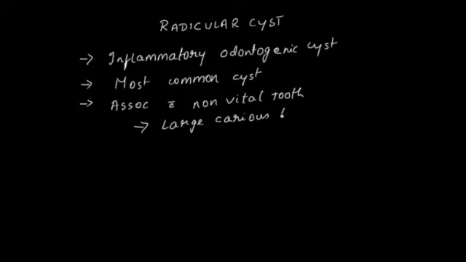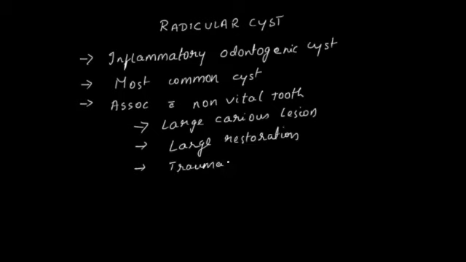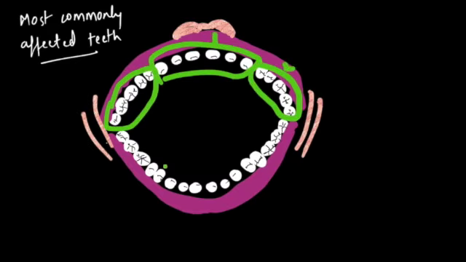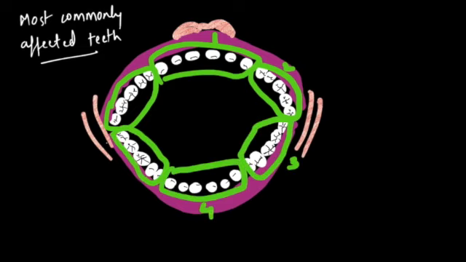The teeth associated will have a large carious lesion, or may have a large restoration, or it may be a traumatized tooth. Most commonly, the anteriors will have a radicular cyst associated with a traumatized tooth. Radicular cyst is seen in association with maxillary anteriors most commonly, followed by maxillary posteriors, then mandibular posteriors and mandibular anteriors. It is called radicular cyst because this cyst is associated with the root portion of the tooth.